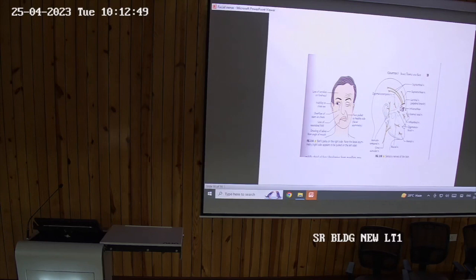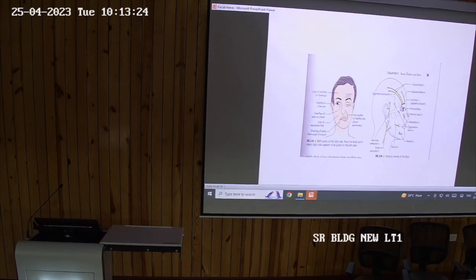Look at this diagram. There are no frontal furrows, absence of the frontal furrows. You can see the other side is normal. And second, the person is unable to close the eye. There are no furrows on the affected, paralyzed side, and the person is unable to close the eye. The palpebral fissure is also increased. And the nasolabial furrow is absent.